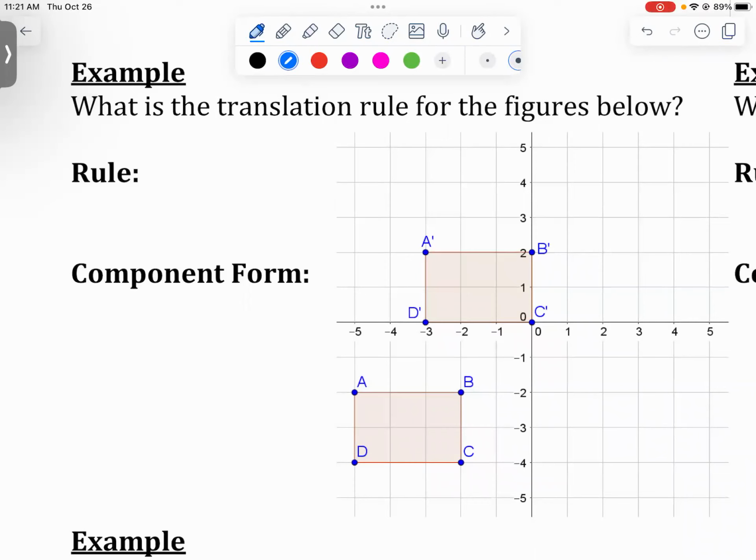Five, right, 2, 5, 2. Oh, you 4 over, nope, it's 2. It's 2, so 4, 2, 4, 2. What's it?